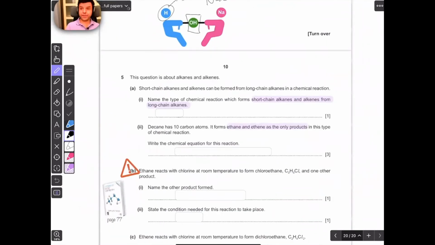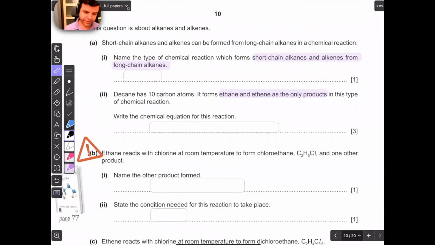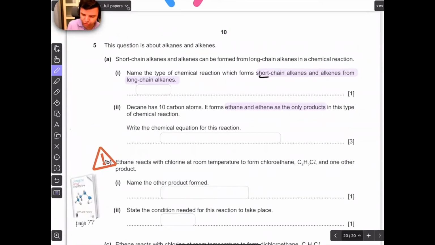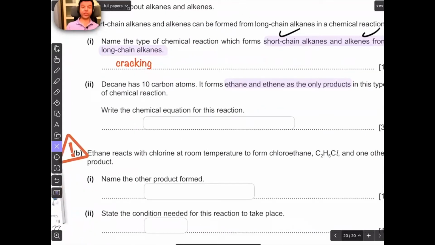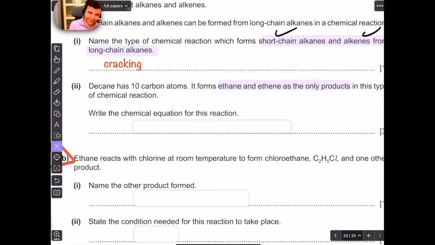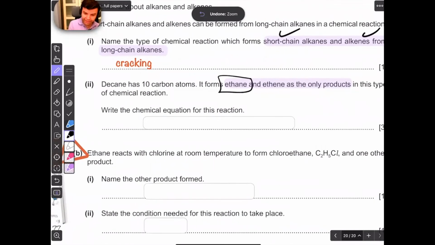Okay. All right. Question 5. It's about hydrocarbons. They said, what do we call short chain alkanes and alkenes? What would you call it if you're forming short alkanes and alkenes starting from a longer alkane? What do we call such a reaction there? Heidi? Cracking. So that is called cracking, catalytic cracking. As I said, write a chemical equation for this reaction. What's the reaction like? They said decane, which is 10 carbons, forming ethane and ethene.